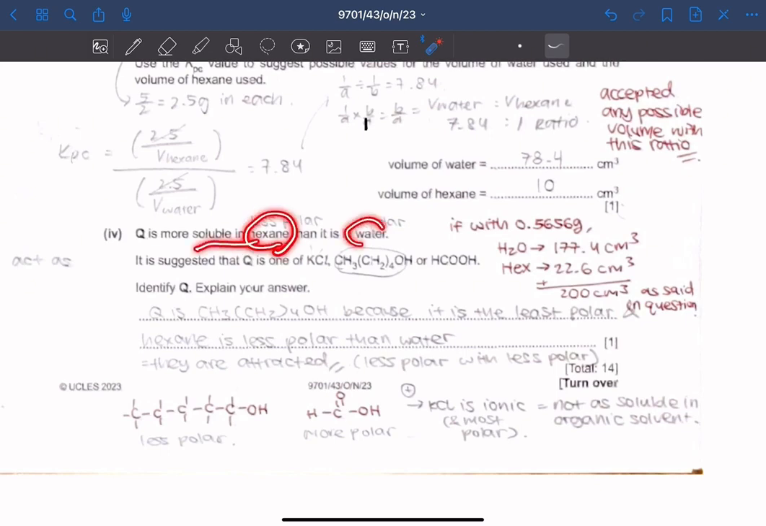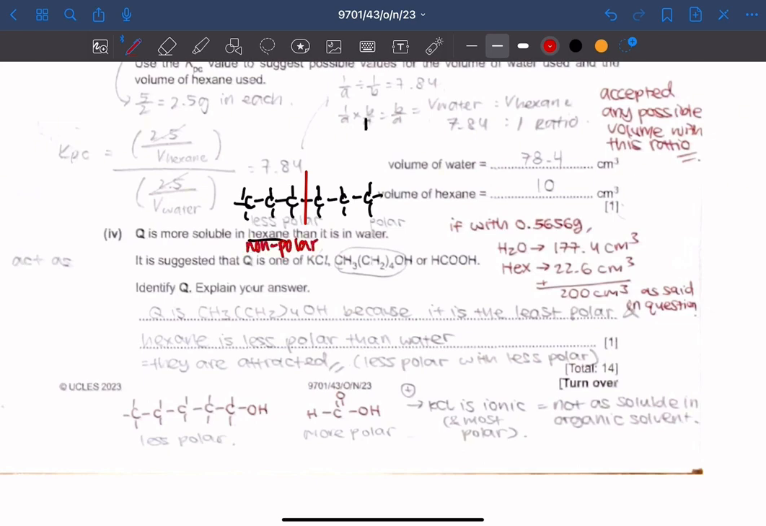So in the beginning of the question, it says that Q is more soluble in hexane than it is in water. So hexane is a hydrocarbon with 6 carbon atoms, if I'm not mistaken. 2, 3, 4, 5, 6. Then the H atoms are connected, and it is completely symmetrical. So it is a non-polar compound. Non-polar compared to water. Water is O, and it has delta plus, delta minus. So it is a polar compound.